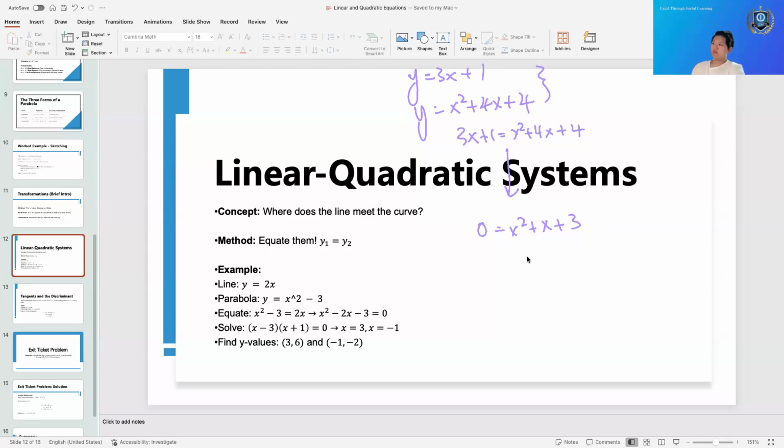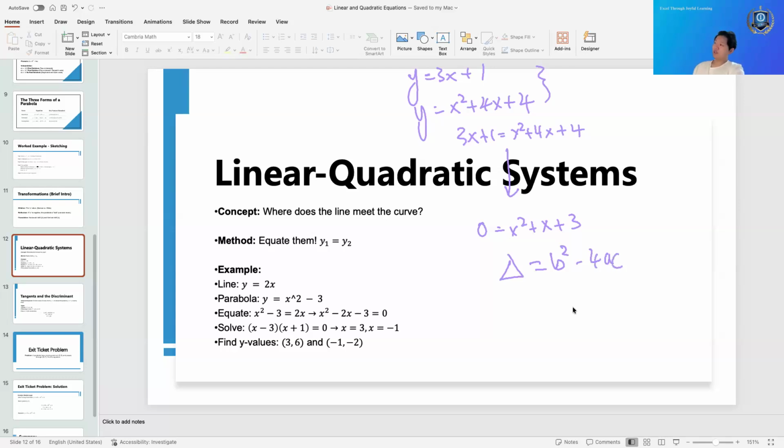Does it have a solution? So we've got to check, right? What's the way of checking if there's a solution or not? It has something to do with what we covered here. It's the triangle thing, right? What do you call it? Discriminant. Yes, and the discriminant is b squared minus 4ac.